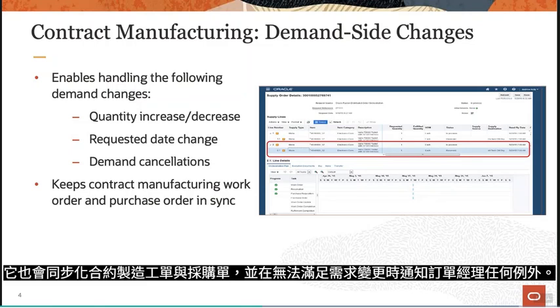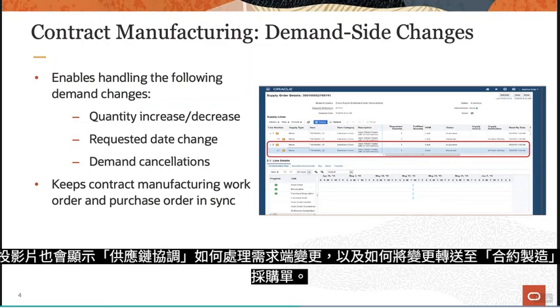It also synchronizes the contract manufacturing work order and purchase orders, and notifies the order manager of any exceptions when a demand change cannot be met. The slide also displays how a demand-side change is handled by supply chain orchestration and how the changes are relayed to the contract manufacturing purchase order.